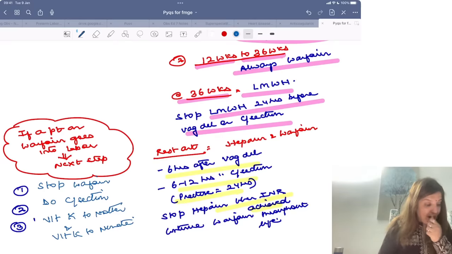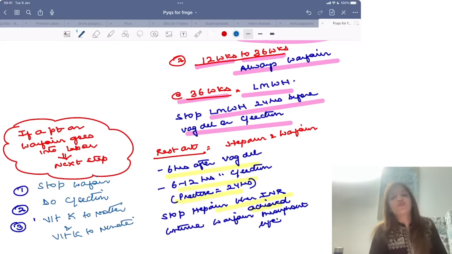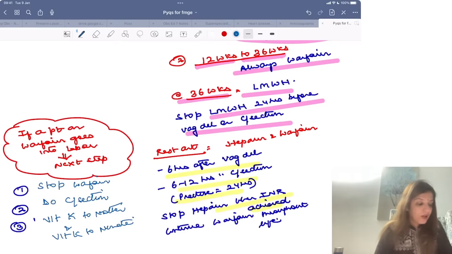I told that you should stop low molecular weight heparin 1 week before delivery and switch over to unfractionated heparin. That is basically for NEET PG students. As an FMG student, you just need to remember that at 36 weeks we start low molecular weight heparin. Why am I saying that as an FMG student you need to remember this? Because FMG students are going to follow Datta, and Datta doesn't tell you to switch over to unfractionated heparin. Right? Okay.